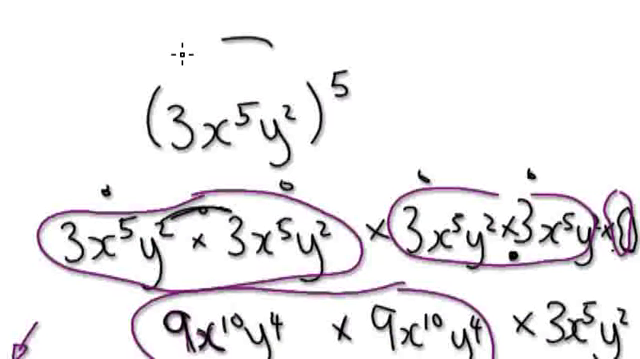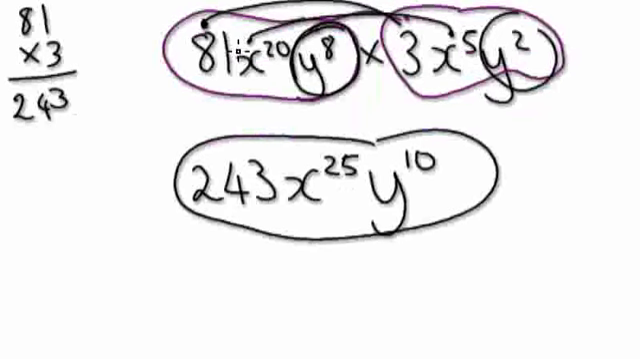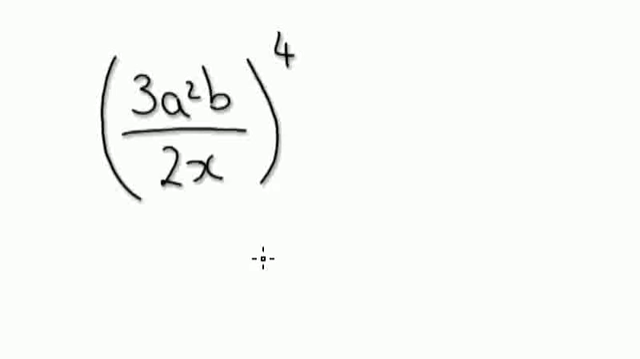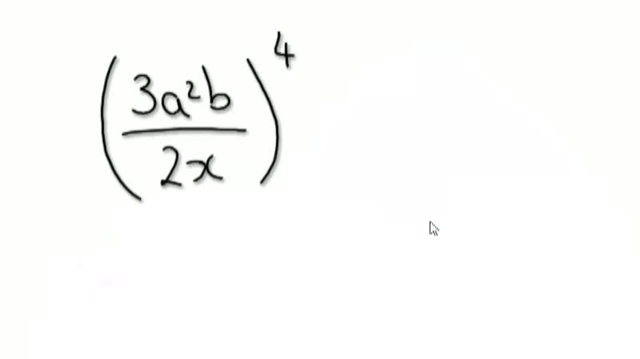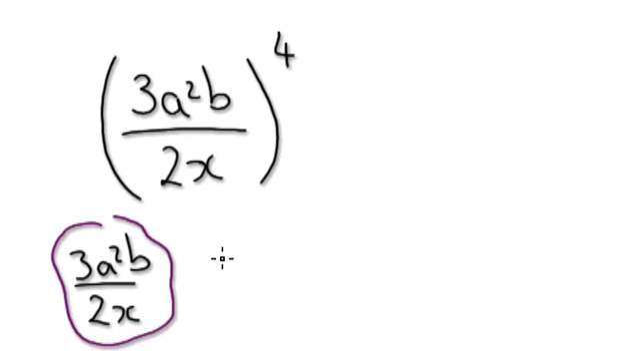Okay, so this thing here is the same as this thing here. And this last one, which I'm not going to do, but basically you've got this fraction here, blah blah blah, times by itself 4 times. So 1, 2, okay, I will do this one here. So here visualize it as this: 3a squared b over 2x. Okay, so this is itself, and then you've got to times by itself 4 times.